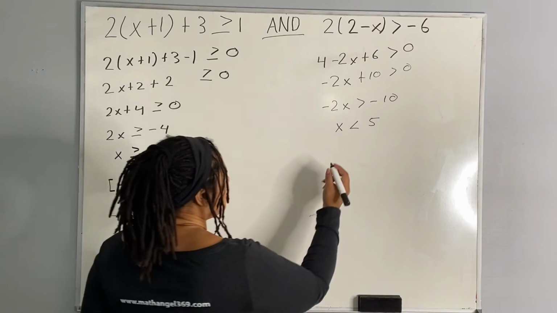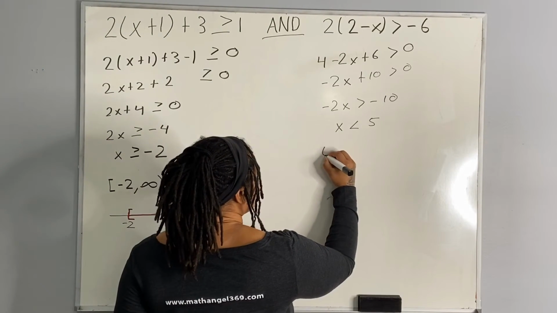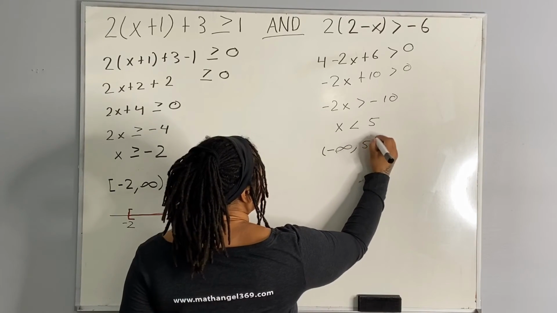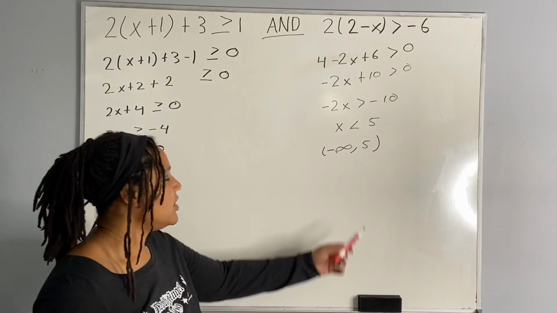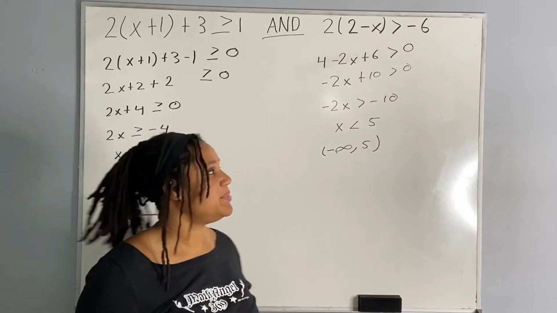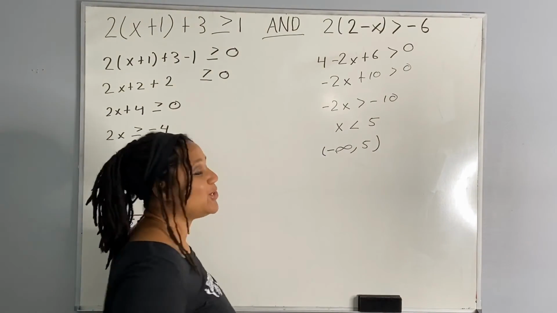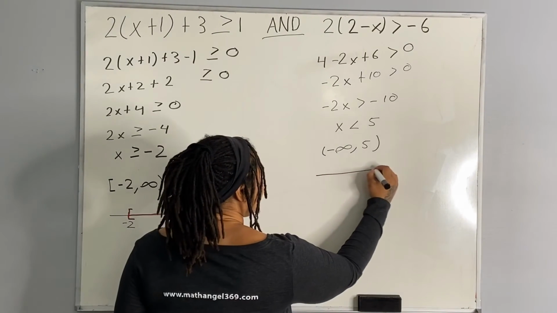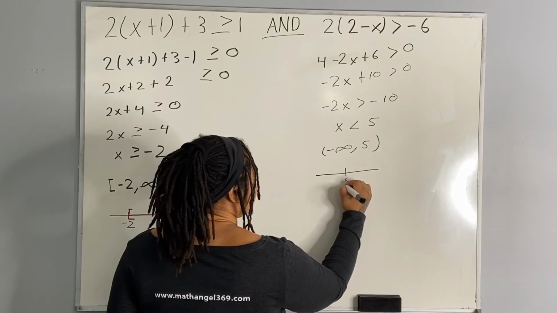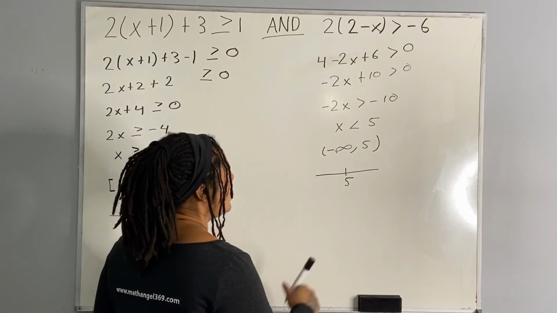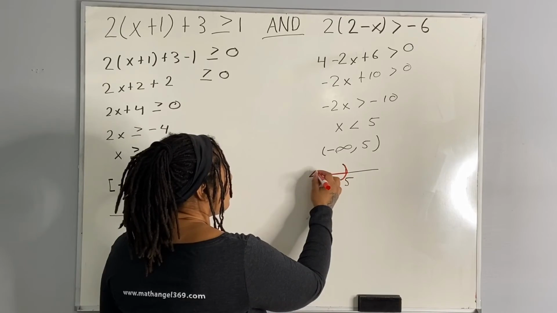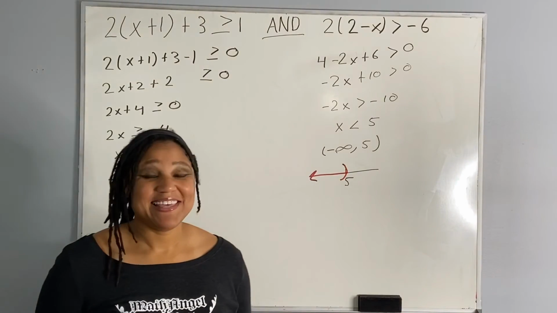So if I were to put this in interval notation, we get negative infinity to 5. And this time we do not use a bracket, we use a parenthesis because we are not including the 5. And if I were to graph that, we will put a 5 on the number line, and instead of a bracket, we will use a parenthesis and draw it out to negative infinity.